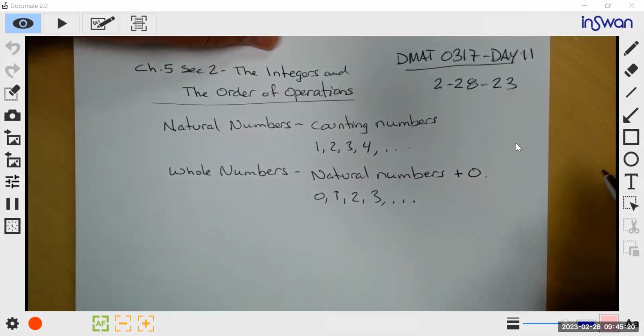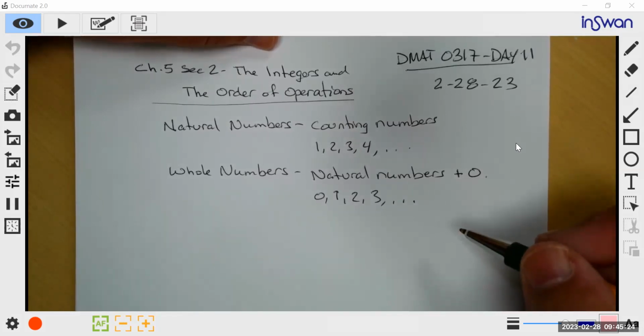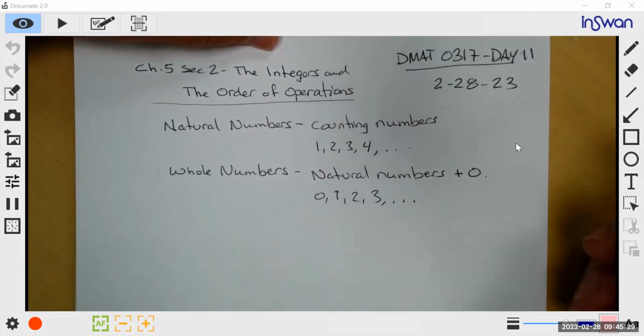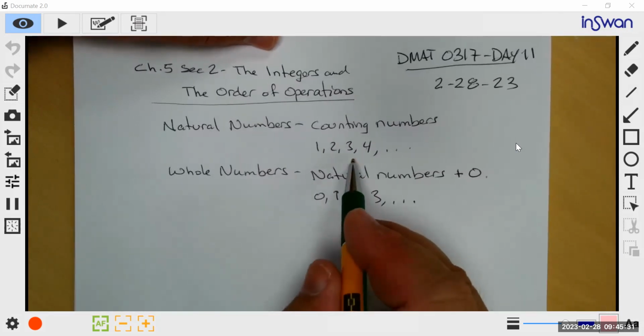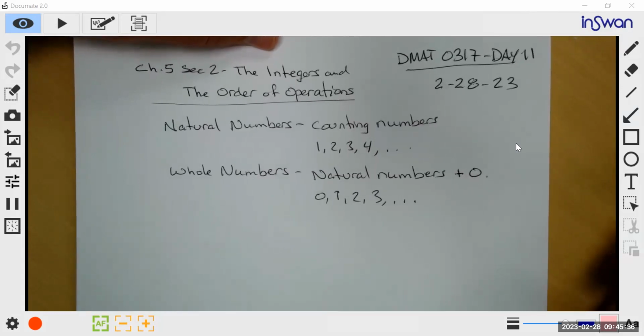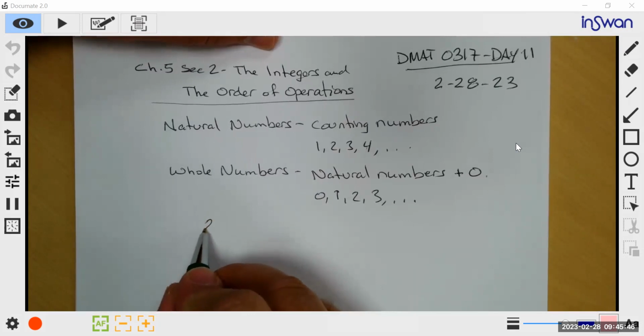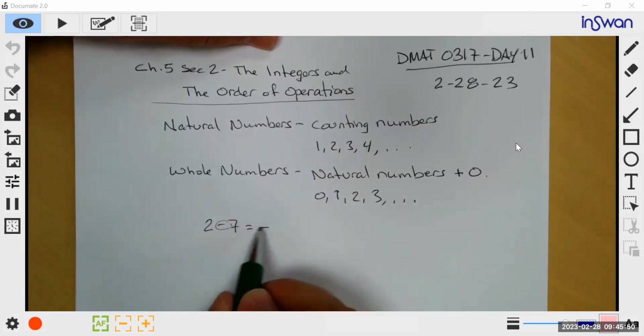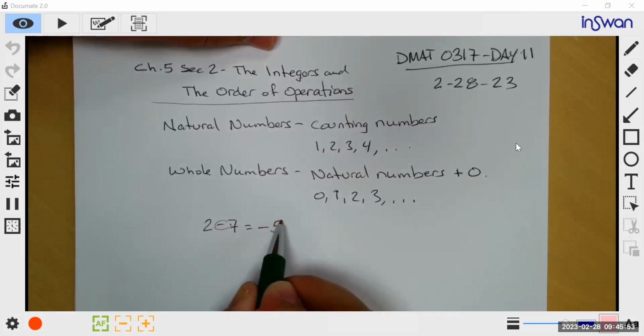Because we can have numbers that are smaller than 0 with the process of subtraction, we know 7 minus 2 is 5. That could fit in these guys. But what if we have 2 minus 7? What do we have there? Two minus 7 is what?